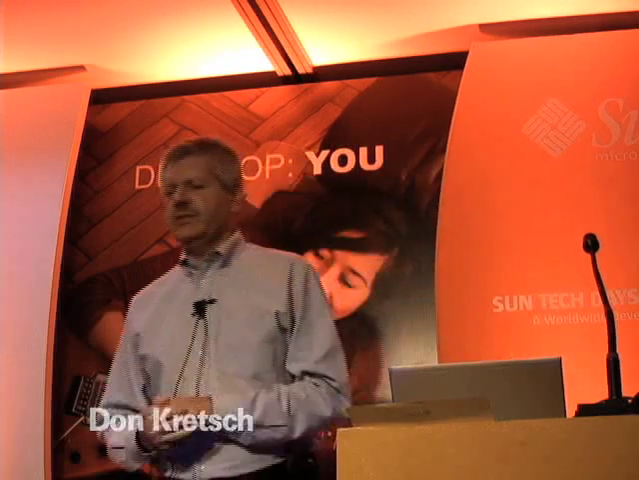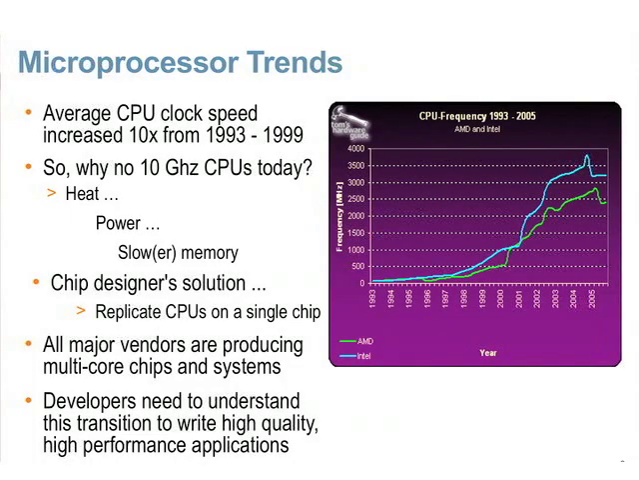About 10 years, from 93 to 99, the CPUs were getting faster and faster. The clock speeds were getting more and more. And if you follow the trend and just drew the line up to today, we should be having 10 gigahertz CPUs. But last time I checked, there's no 10 gigahertz CPUs. So what happened? What happened was basically there was heat. The CPUs got too hot to run.